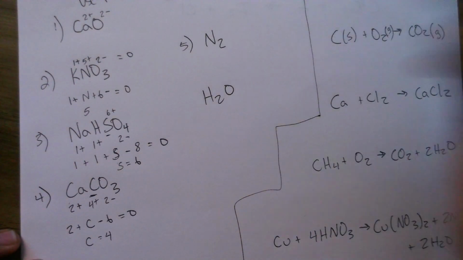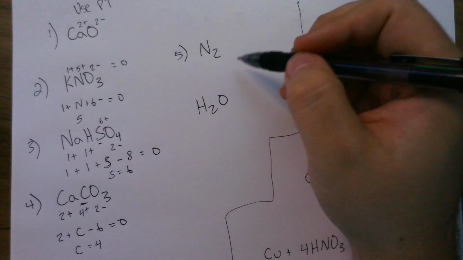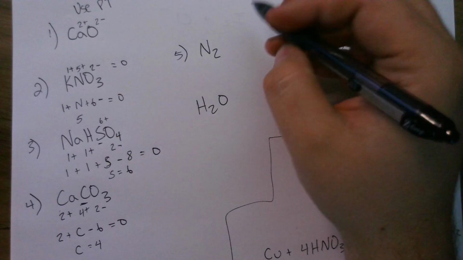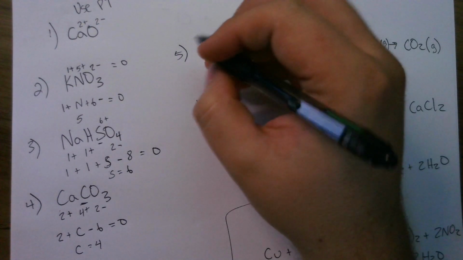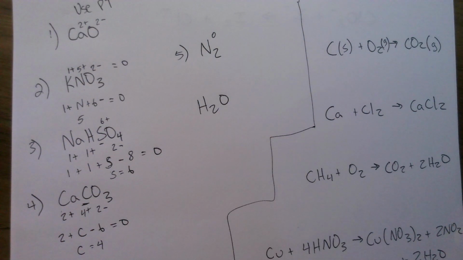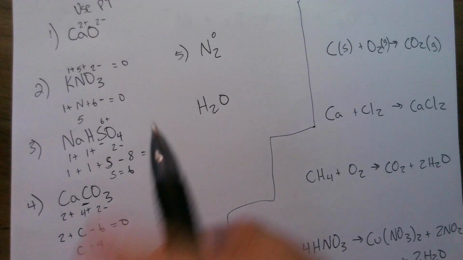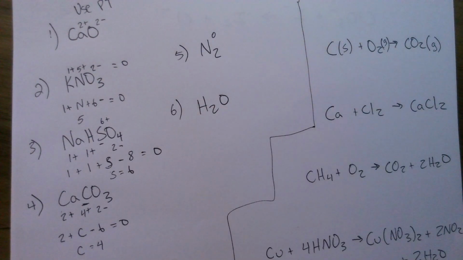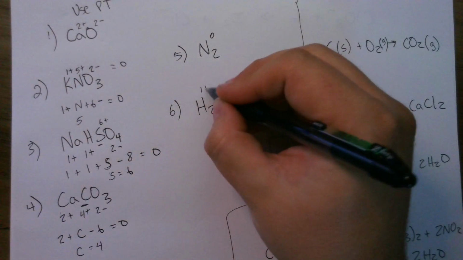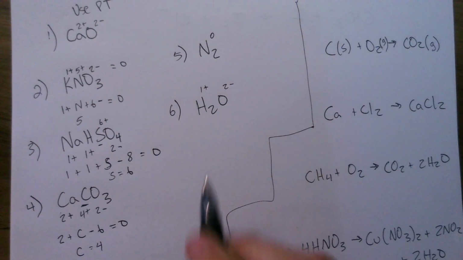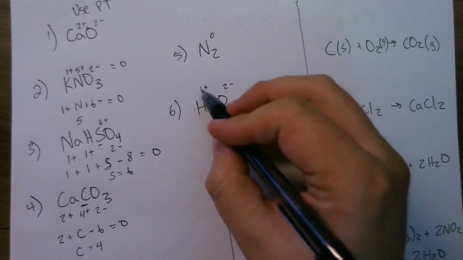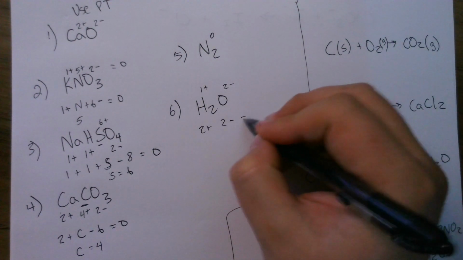Number 5 is nitrogen, N2. This is a pure elemental form, right? Nitrogen is a diatomic element, so when I have 2 of them, that is just its simplest form. Its oxidation state is 0. So N2 has an oxidation state of 0. That's all you need. Anytime you have a free atom, that's its oxidation state. Then I get to water. Water is actually nice here because I know hydrogen's 1 plus, oxygen's always 2 minus. And when I add these together, they should equal 0 because there's no overall charge. This is 2 times 1 is 2 plus, 2 minus, yeah, that equals 0.